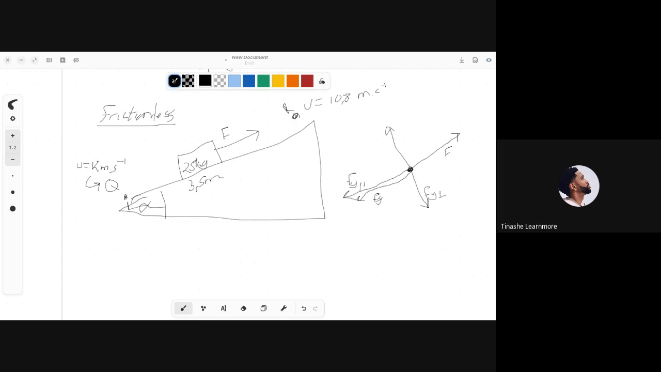Yes, Per. Didn't you say the box is going on a frictionless surface? Oh, yes, it is going on a frictionless surface. So yeah, I have to not consider friction. Yes. Yeah. Any other questions?